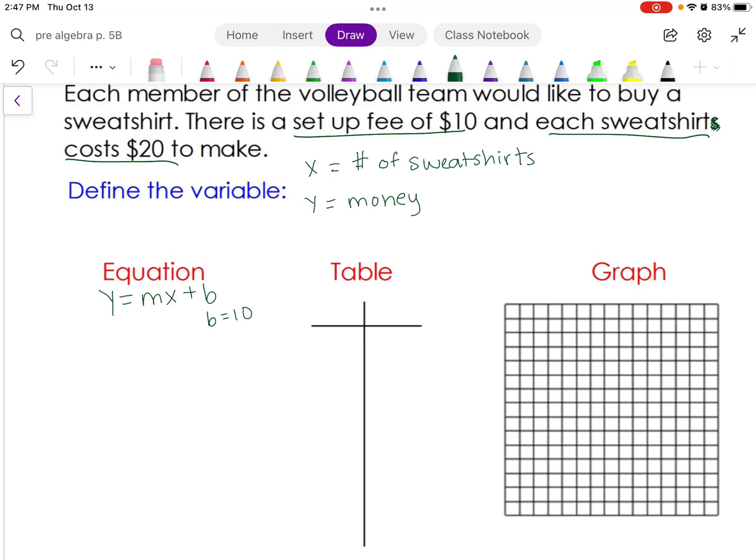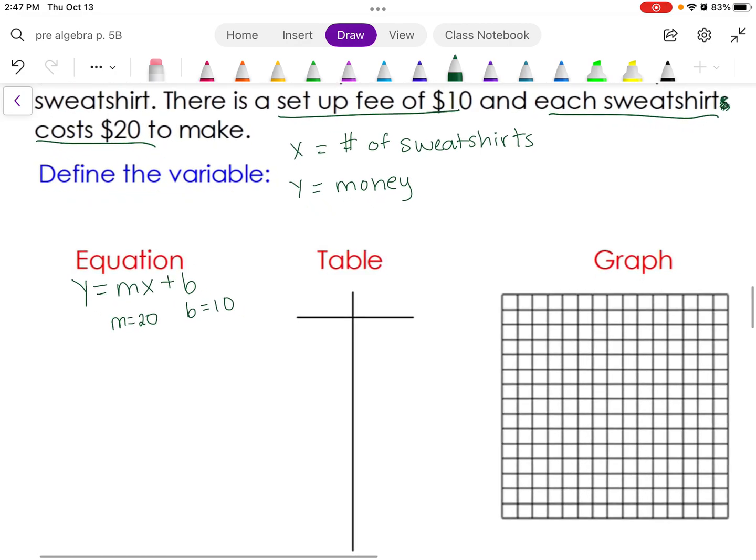The $20 for each sweatshirt, well, that's saying if you buy one sweatshirt, we need $20, two sweatshirts, we need $40, three sweatshirts, we need $60. For each sweatshirt, we have to pay more. So our m, our rate of change, would be $20 because that's how the amount of money we're spending is changing based on each sweatshirt we buy. So if we put this all together, our equation is y equals 20x plus 10.